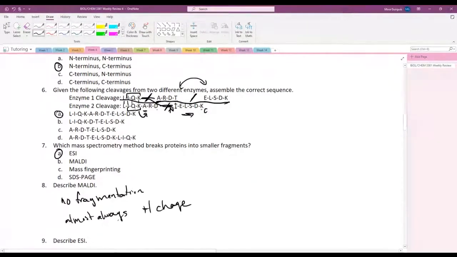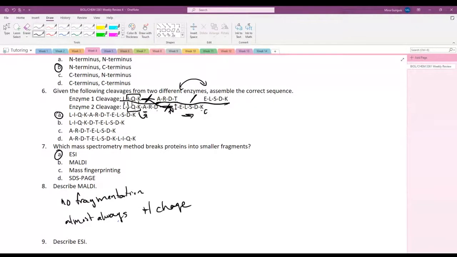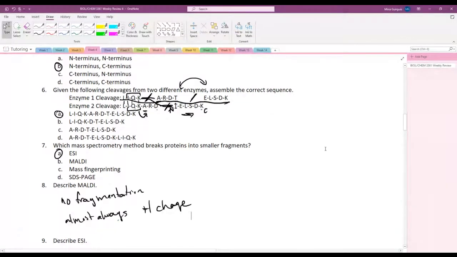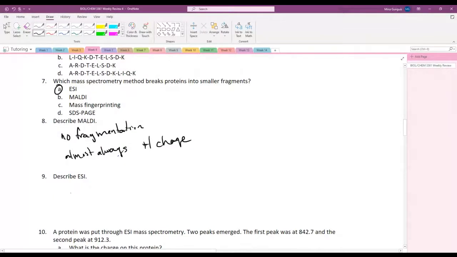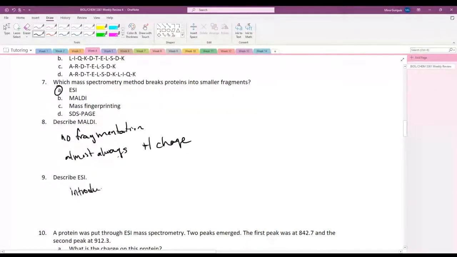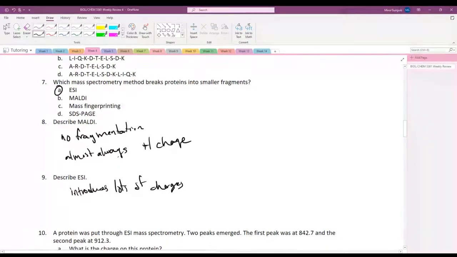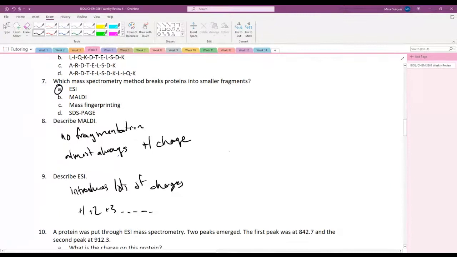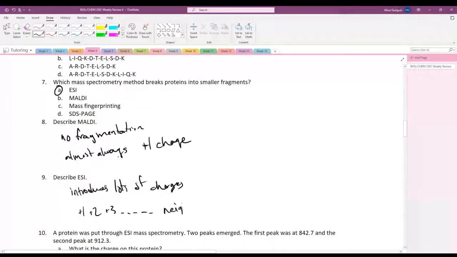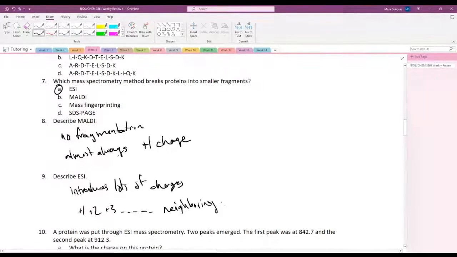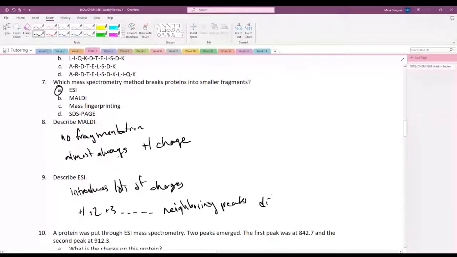On the other hand, ESI stands for electrospray ionization. And this electrospray ionization introduces lots of charges, almost always plus one charges. Or I should say, almost always protons, once again. So you'll get plus one and plus two and plus three, dot, dot, dot. Okay? So, like I said, the key here is neighboring peaks. Neighboring peaks differ by one proton.